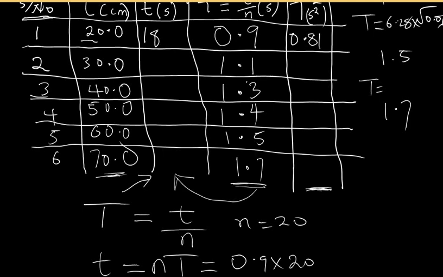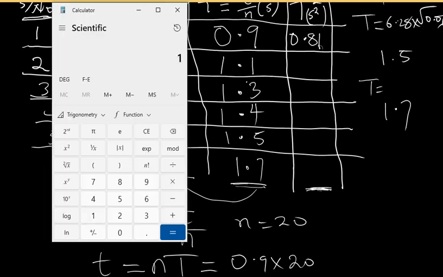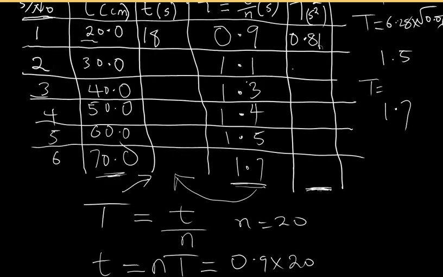0.81. Second square, 1.1 squared, all right, 1.21. Okay, here we go. Oh, the 1.3 squared.